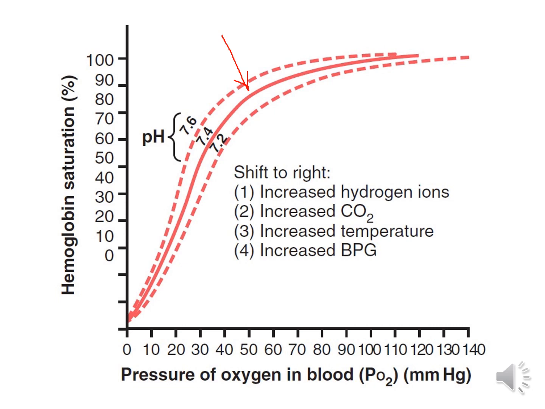Now, the temperature will shift the curve to the right, and the increase in DPG also will shift the curve to the right. So both the temperature and the DPG will shift the curve to the right. Now we need to explain these other two factors.